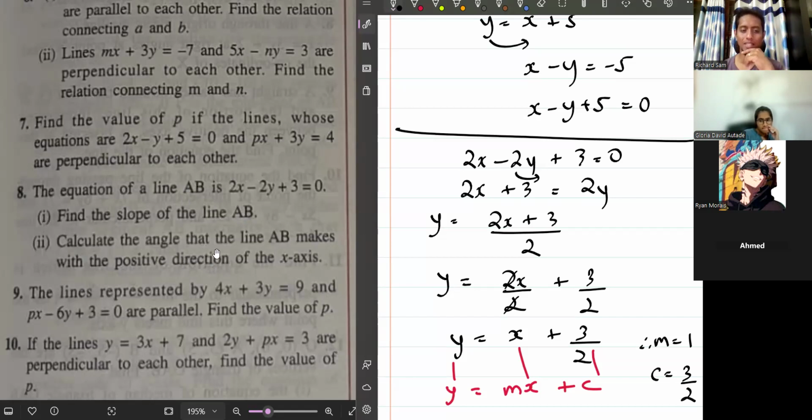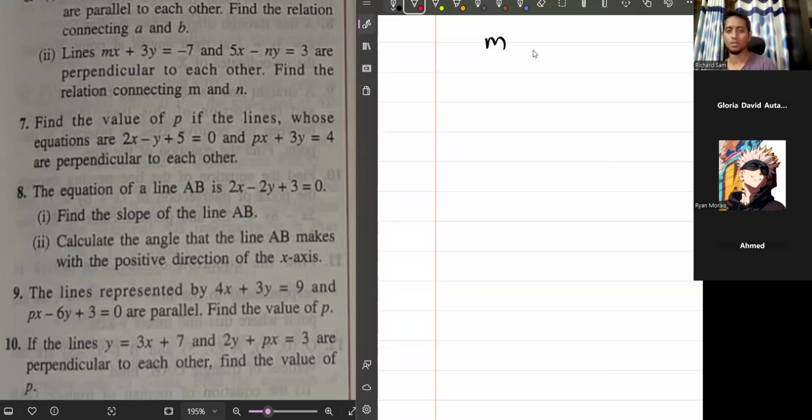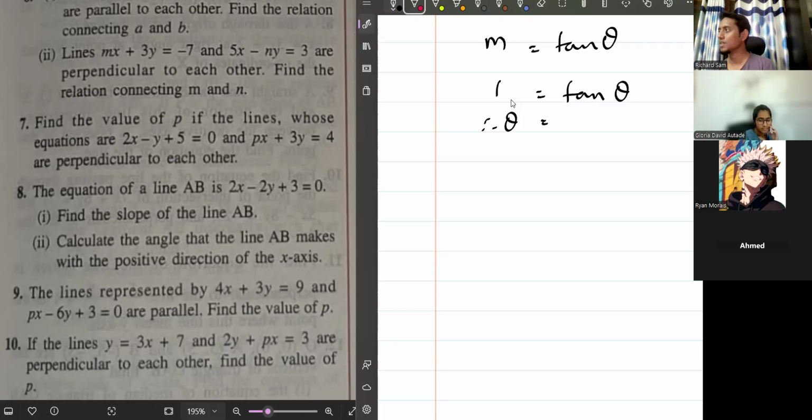Next, calculate the angle that the line AB makes with the positive direction of x-axis. So you have to find theta. How do you find theta now? You have m. So we can use m is equal to tan theta and find theta. M we got as 1. So 1 is equal to tan theta. What is theta? 45 degrees. Which value of tan is 1? 45. Tan 45 degrees is 1. Okay. So that's how we do this.